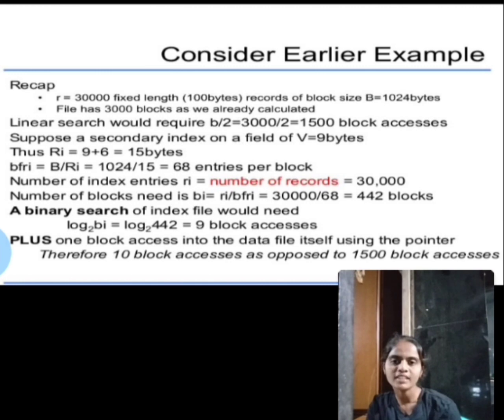The number of blocks needed is Bi equals Ri divided by B of Ri equals 30,000 divided by 68 equals 442 blocks. A binary search of the index file would need log2 Bi equals log2 442, equals 9 block accesses, plus 1 block access into the data file itself using the pointer. Therefore 10 block accesses as opposed to 1500 block accesses.